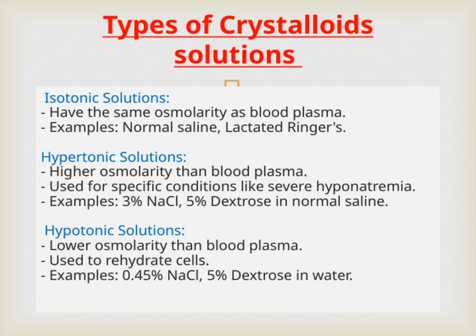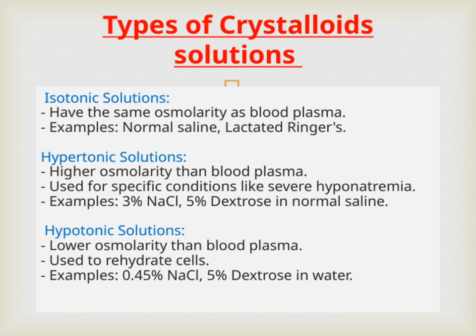Next, we have hypertonic solutions. These have a higher osmolarity than blood plasma, so they draw water out of cells into the bloodstream. This makes them particularly useful in specific situations, like severe hyponatremia, where we need to rapidly increase sodium levels and volume. Examples include 3% sodium chloride and 5% dextrose in normal saline.